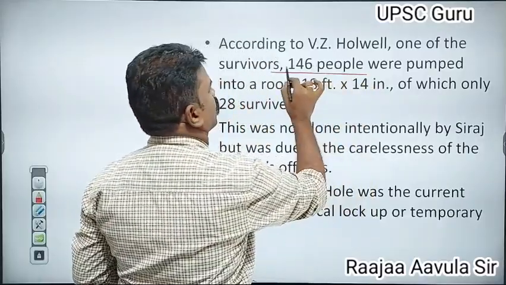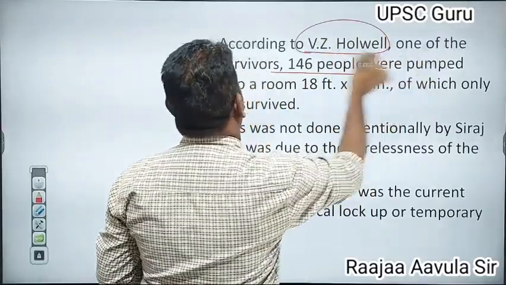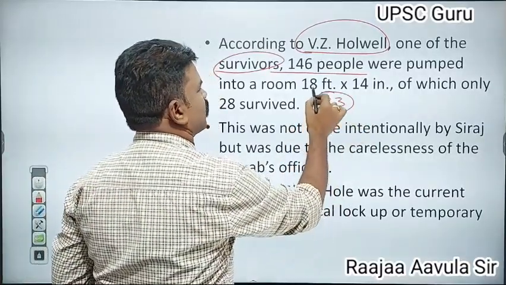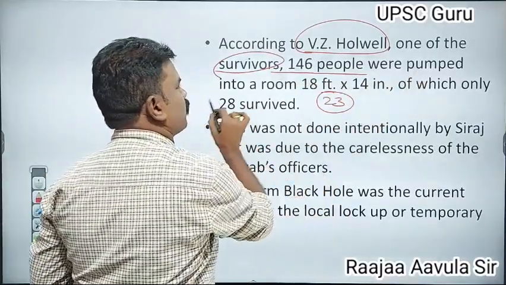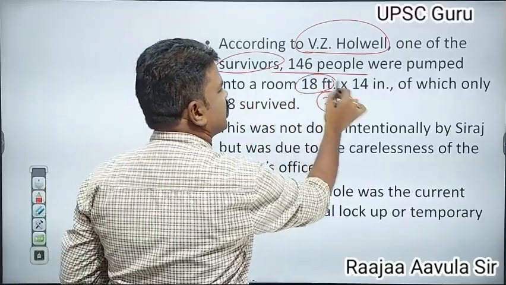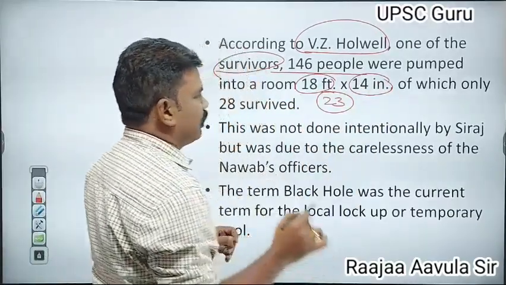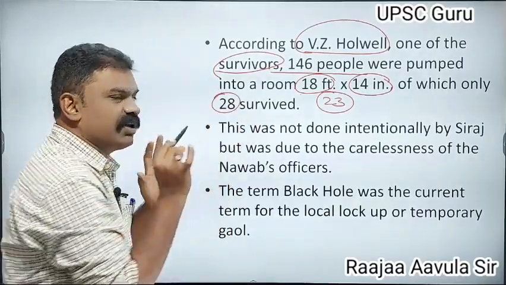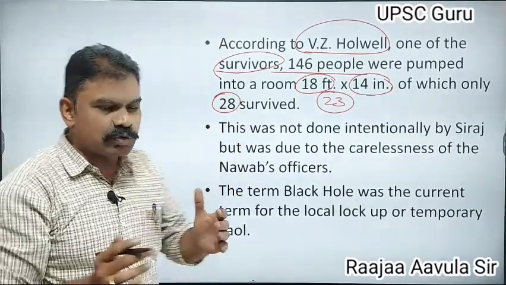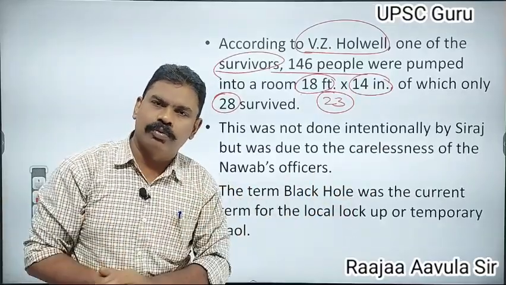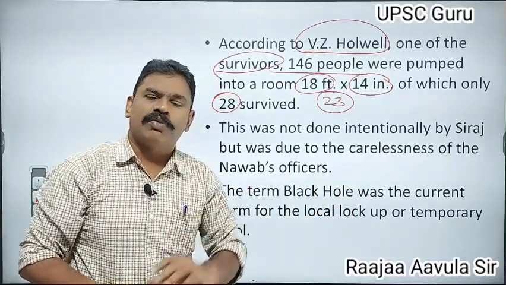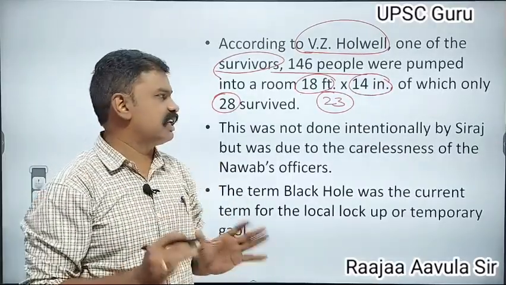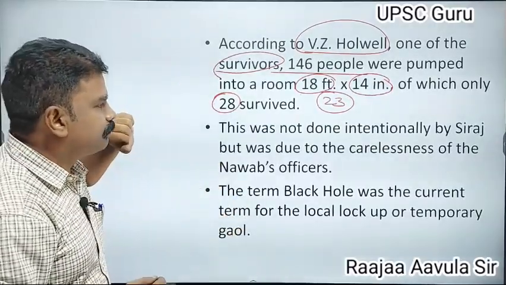Holwell, one of the 23 survivors, said that 146 people were pushed into a room that was only 18 feet by 14 feet. Only 28 members can fit into such a room, but instead of 28, 146 members were sent. So, out of 146, only 23 were alive according to Holwell.